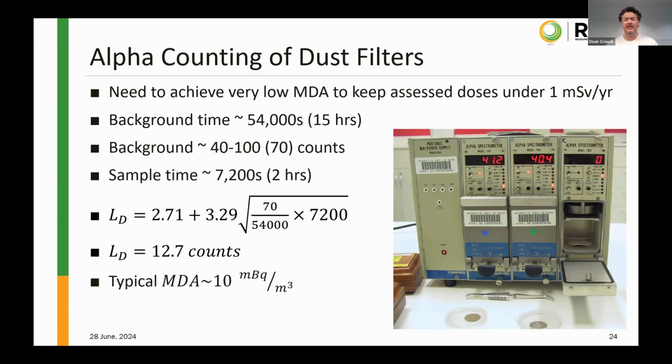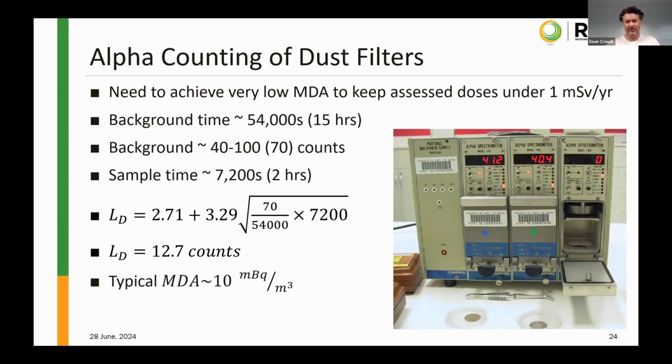But that dust, over a long enough time period, like 2,000 hours at a nominal breathing rate, can start to add 0.2, 0.3 millisieverts to somebody's dose. So that MDA at 10 millibecquerels per cubic meter is still going to contribute a lot to a member of the public, a non-radiation worker. So we need to be mindful of that when we report it to the regulator.